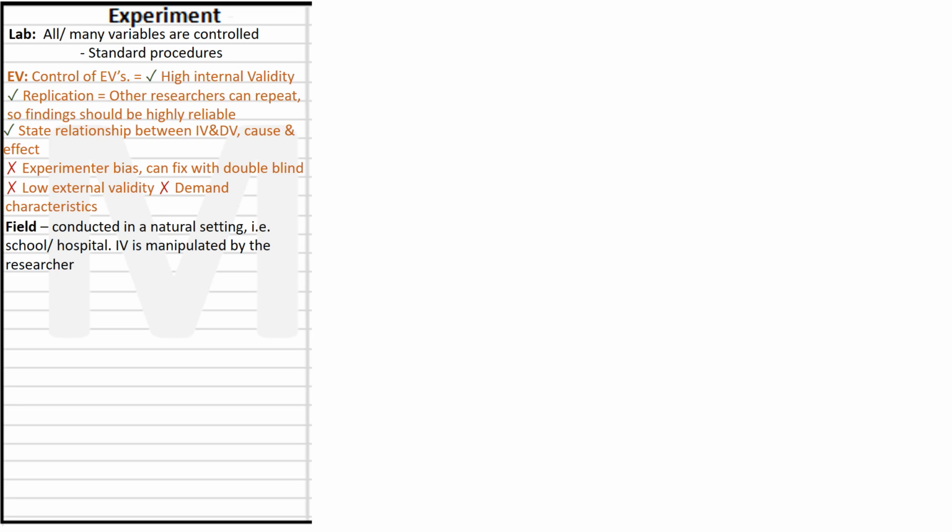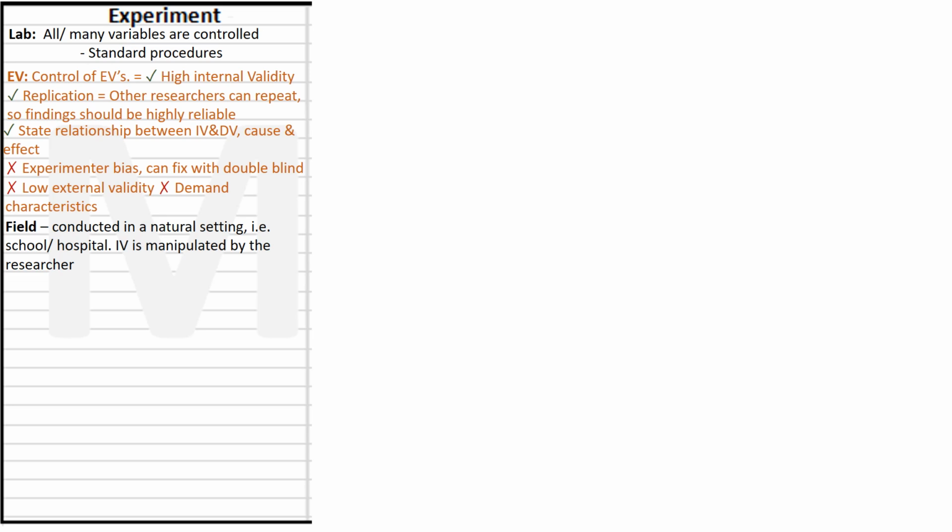Next type is a field experiment. So this is an experiment which isn't in the lab. It's conducted in a school, perhaps, or a hospital, or wherever is most relevant for the research. You can imagine these environments are a lot more messy. There are lots of people moving about, lots of distractions and that kind of thing, but perhaps a place where people feel more comfortable, perhaps where people spend most of their time in day-to-day life.